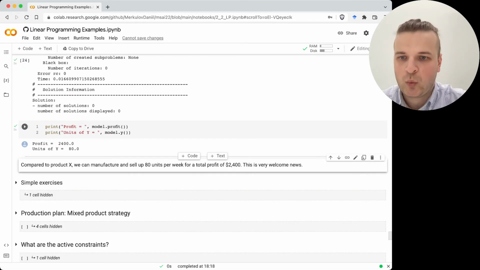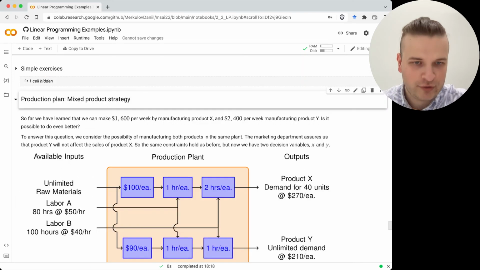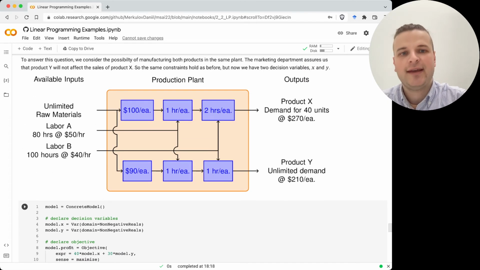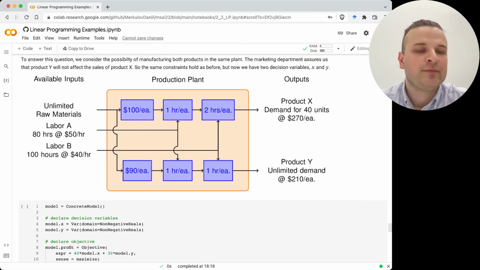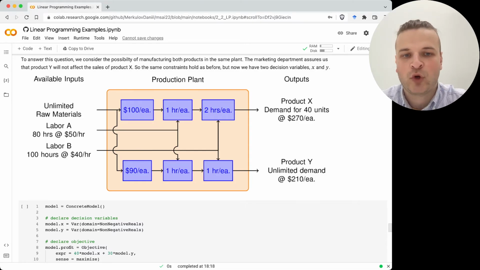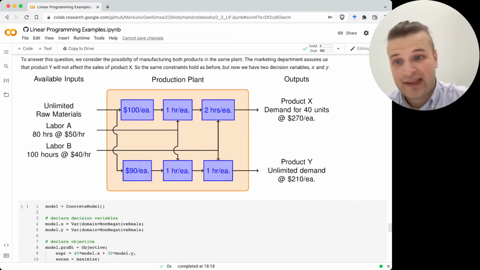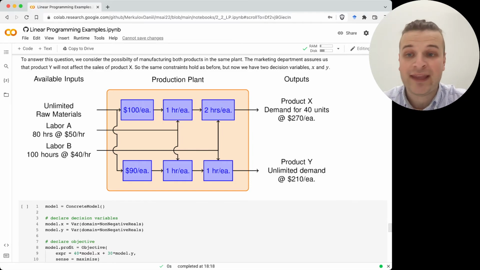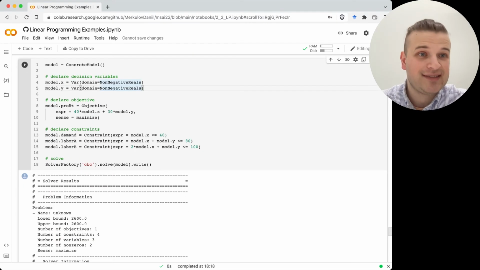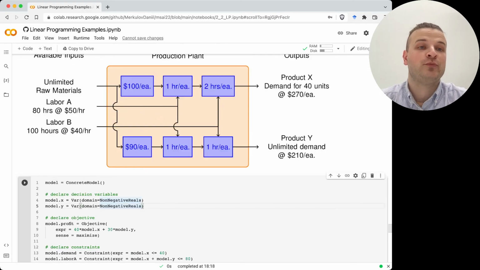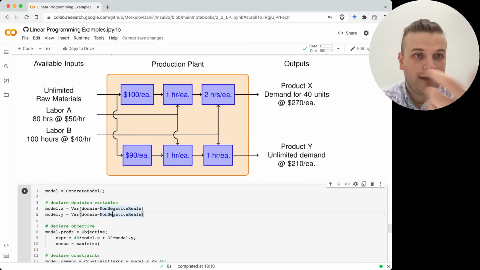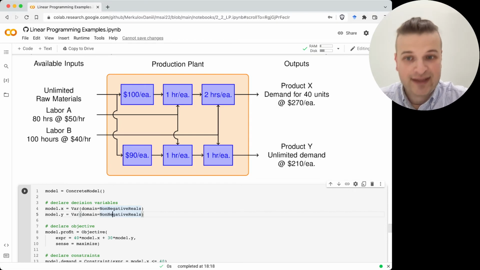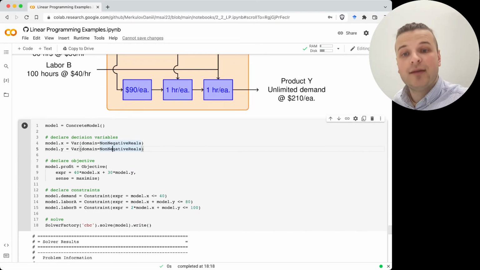But what if we have a mixed product? That's actually interesting, because suppose we have different products, like product X and product Y, built from the same actual inputs like raw materials and 2 types of labor here. And that's the question: which one you should produce more of and in which exact amounts. That's actually the linear programming problem.